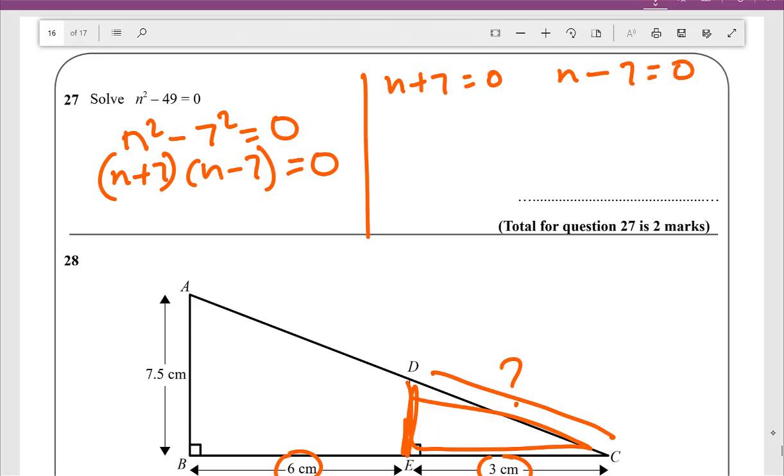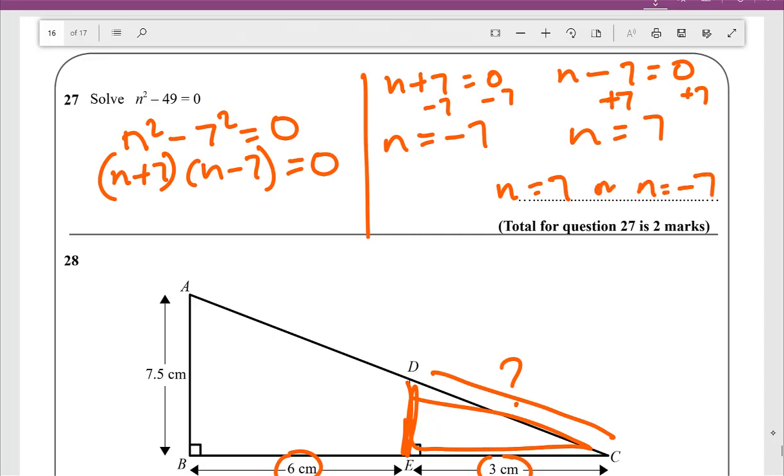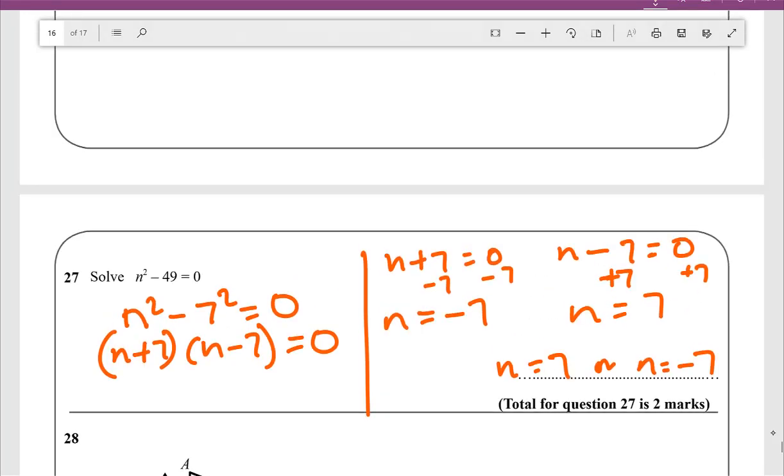Let's solve it now. Minus 7 from both sides. That gives us n equals minus 7. And add 7 on both sides. That gives us n is equal to 7. So our solution, n is equal to 7, or n is equal to minus 7. And that's our answer, and that's worth 2 marks. So when you see a square and you see a number, just check whether it's a square number or not. If it is, then you can use this rule here, difference of 2 squares.